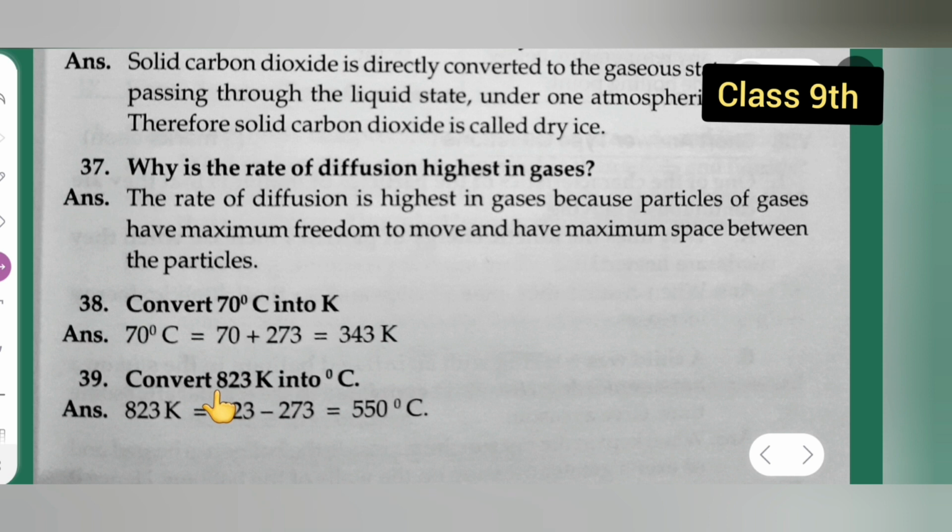Convert 823 Kelvin into Celsius. So how do you convert it? You have to subtract. So 823 Kelvin is equal to 823 minus 273, which is 550 degrees Celsius, because you are converting Kelvin into Celsius.